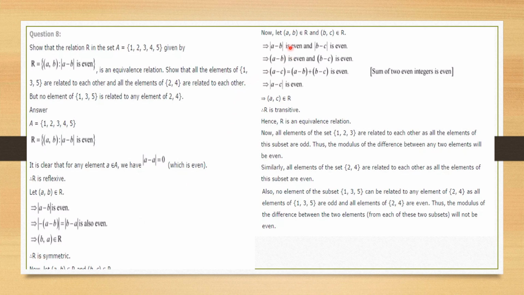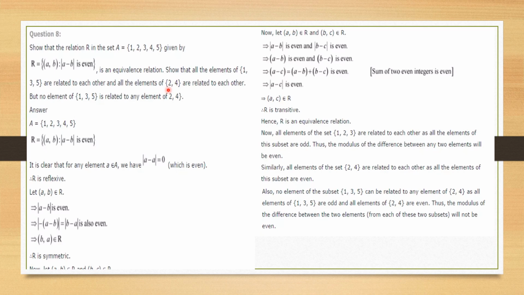For transitive nature, let (a, b) belong to R and (b, c) belong to R. That means |a minus b| is even, |b minus c| is even. That means a minus b is even and b minus c is also even. Now add both of them. What will I get? a minus b plus b minus c gives a minus c, because the sum of two even integers is even. So if a minus c is even, its mod is also even. That means (a, c) belongs to R. Hence R is transitive. So it is an equivalence relation.